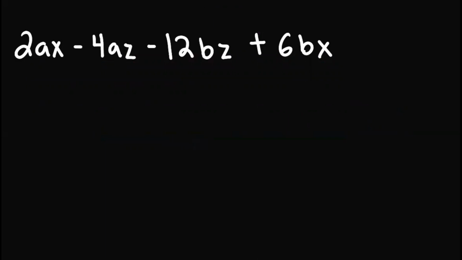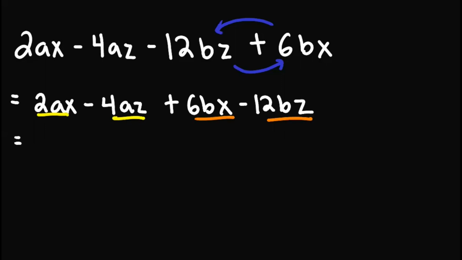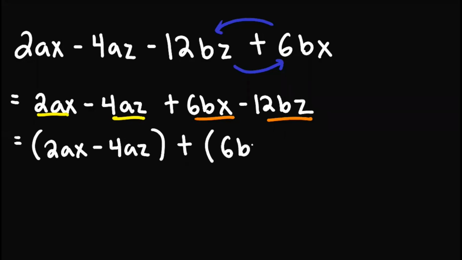So that is the first thing that we would do. We would switch the position of these terms. So this will be 2ax minus 4az plus 6bx minus 12bz. Now from here, we can pair these two and these two. So this will become parenthesis 2ax minus 4az plus parenthesis 6bx minus 12bz.